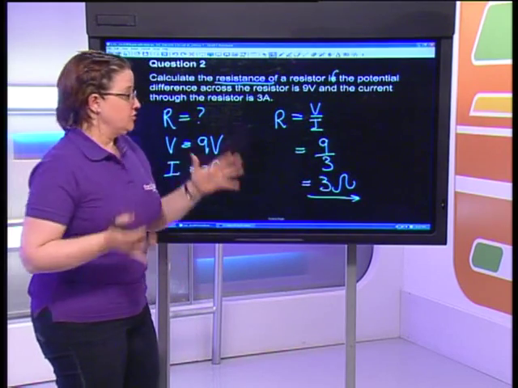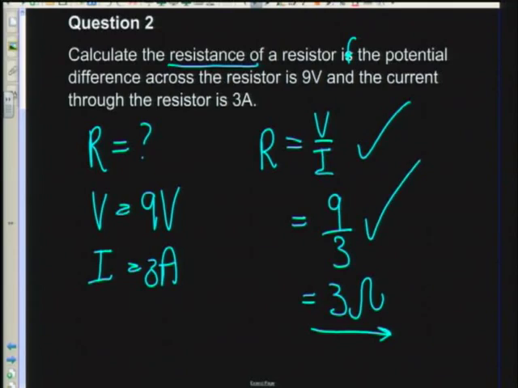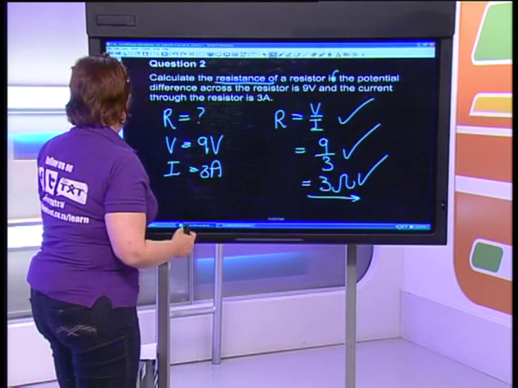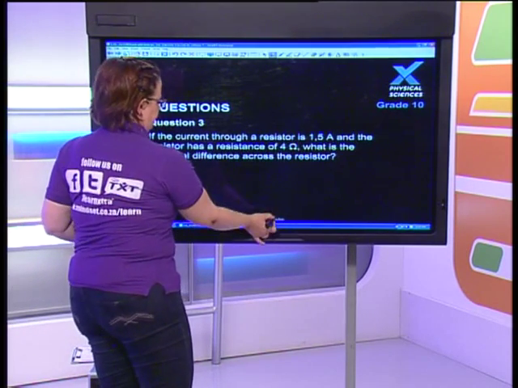Nice and simple. So remember, you need to put your equation, you need to put your substitution, you need to put your answer with the units. Don't forget the units. Nothing difficult about what we've done. Let's do another one.